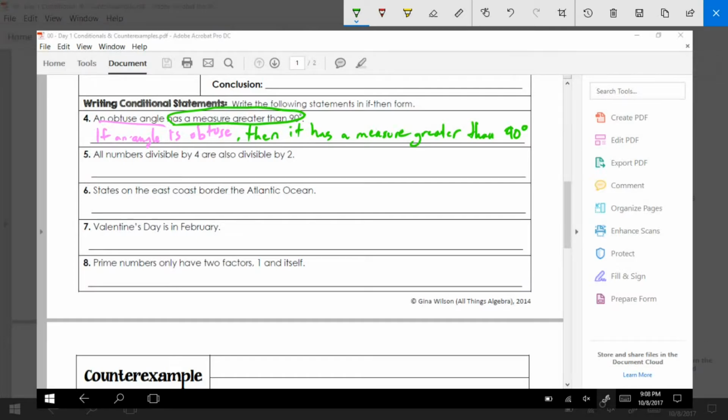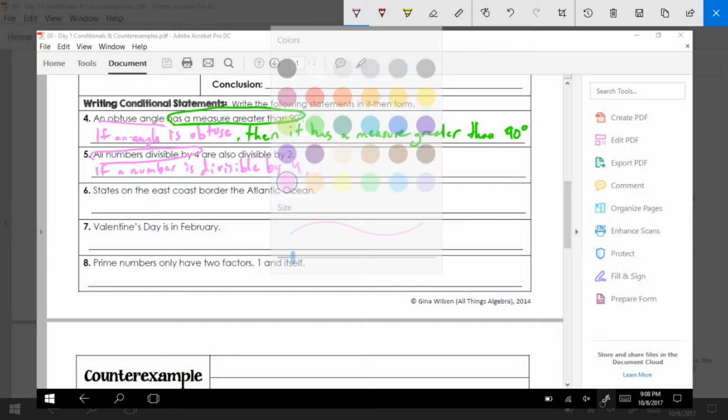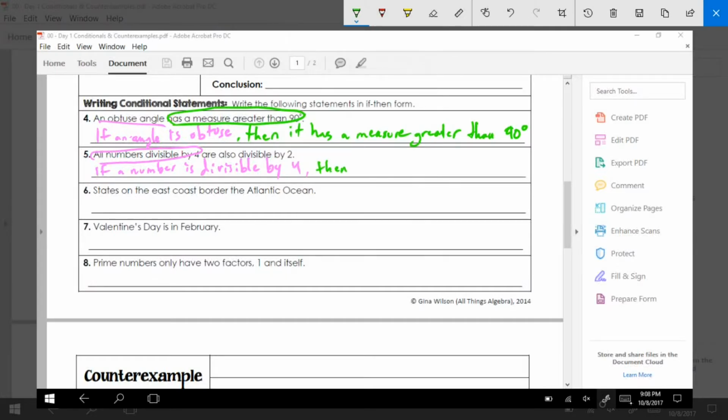So let's look at number 2. It says all numbers divisible by 4 are also divisible by 2. So the first part is all numbers divisible by 4. So if a number is divisible by 4, then let's take the rest. It is also divisible by 2. And that's it. So you guys try 6 through 8 right here, and we're gonna go on to the next part. Here we go.